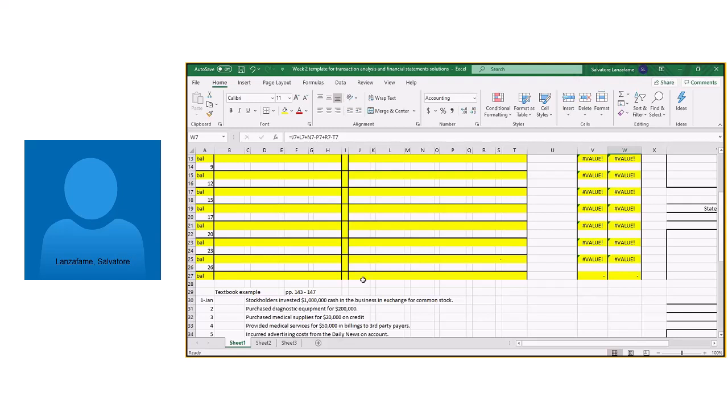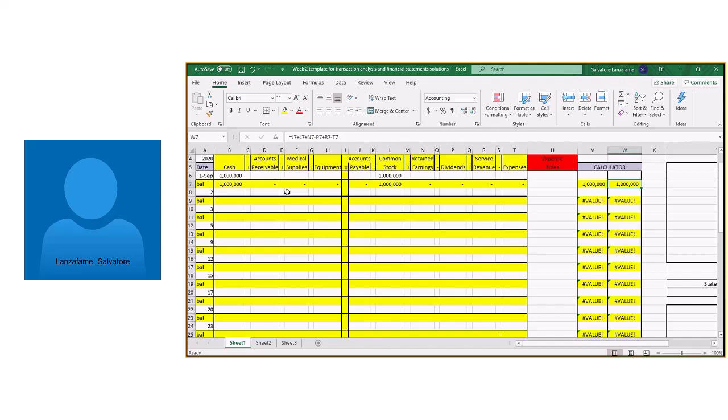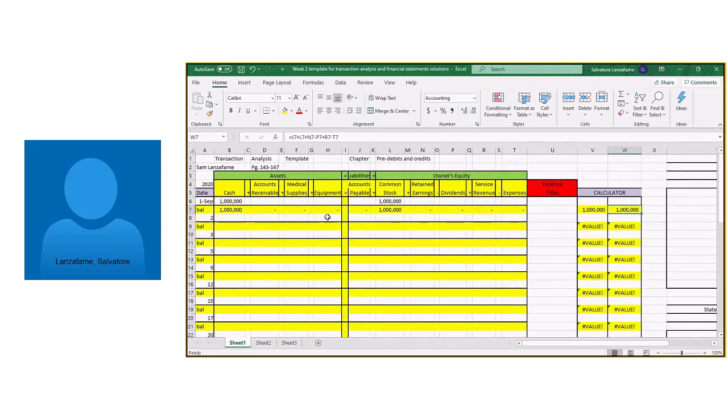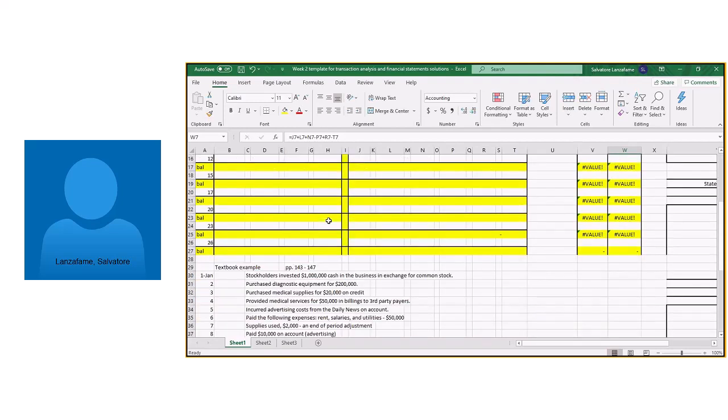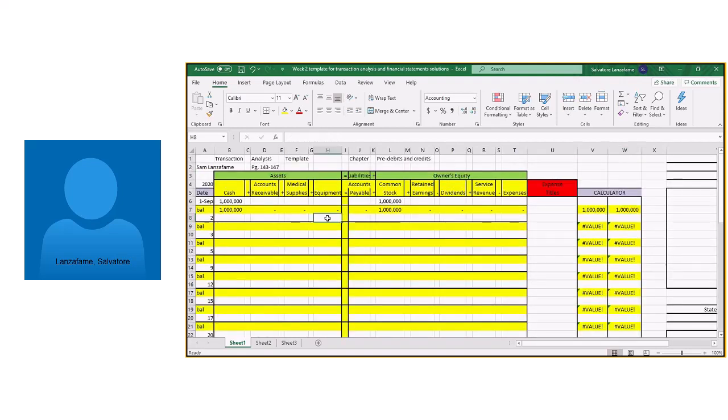So we're going to buy this diagnostic equipment on the 2nd. I'm going to look up here, and here's a column under my assets called equipment, and the amount there was $200,000. So let me put that in there. And because we paid cash for it, my cash is going to go down. When I have my sheet in accounting mode, my negatives turn out to be in parentheses, which I like. And I like to make mine in red, but you don't have to worry about that.